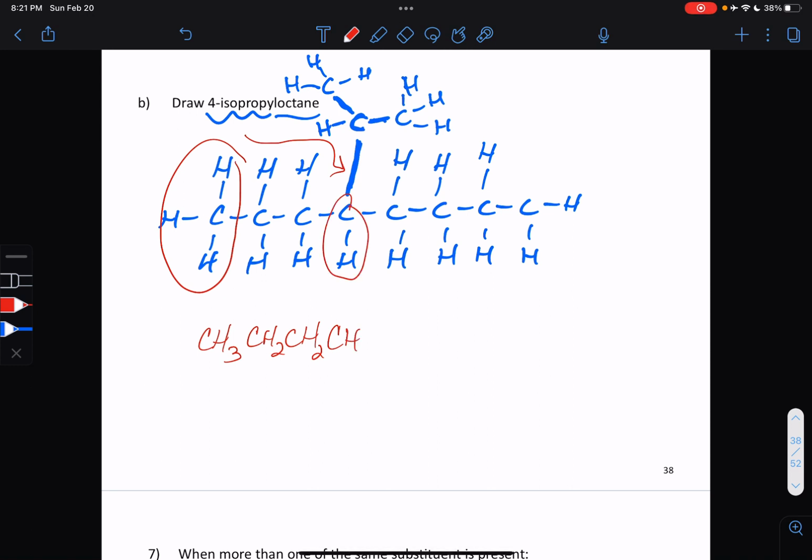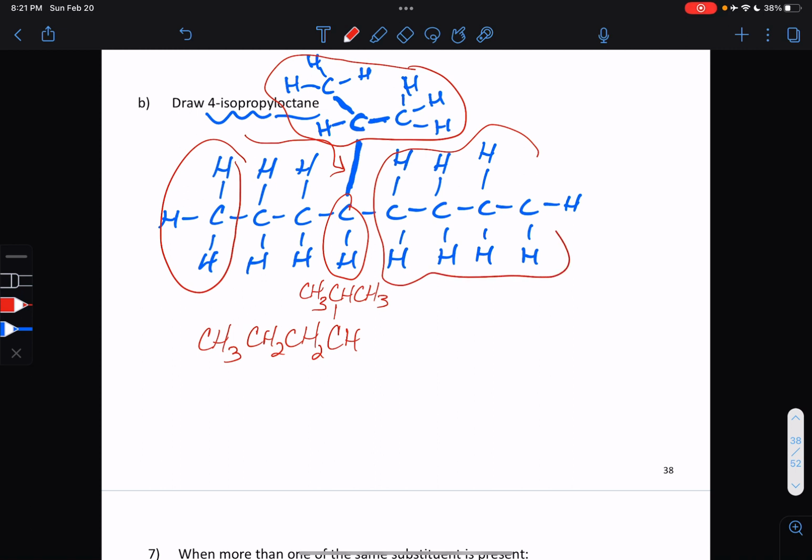Now notice it's not a CH2, it's a CH. And we could connect that with CH, CH3, and CH3, which is the isopropyl up here. And then we have the rest of the molecule over here, which is CH2, CH2, CH2, and CH3. And oops, I forgot the hydrogen on the end there. Bad teacher, bad.